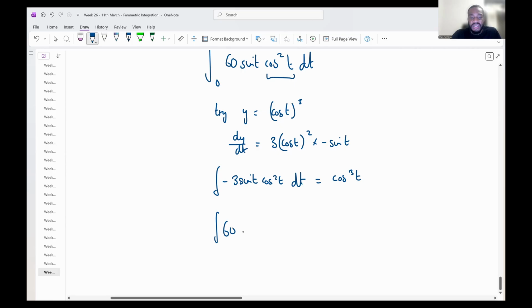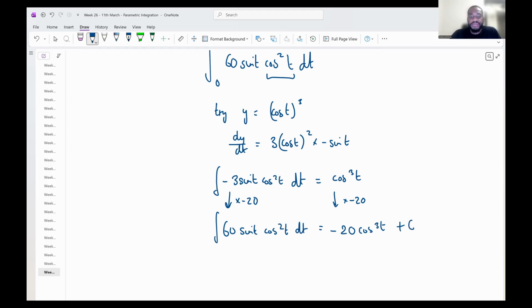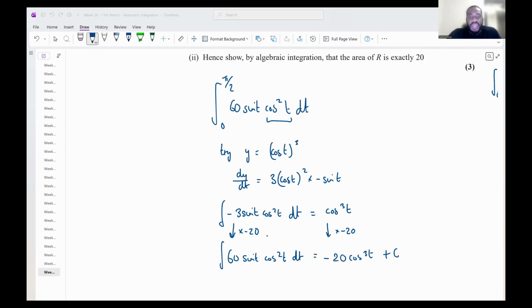So the question is, how do I get what we've got? If I put that there, 60 sine t cos squared t dt, it's the exact same integral bar a constant. What do I times to go from a negative 3 to a 60, guys? Exactly, negative 20. So therefore, I've got to times that by negative 20 as well, don't I? So it's going to be negative 20 cos cubed t. Does that make sense, guys? Put plus c, it's the general one. We happy with that? Anybody get that? Yeah? Good stuff.